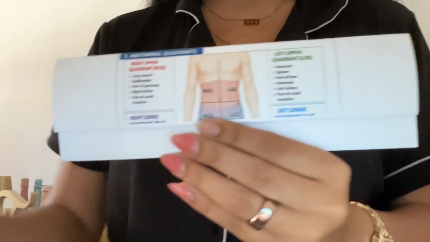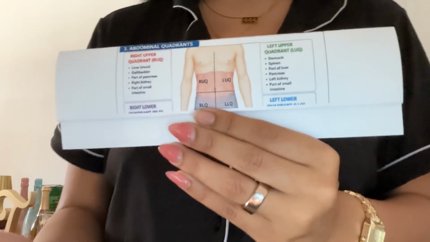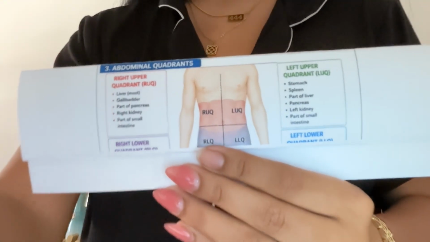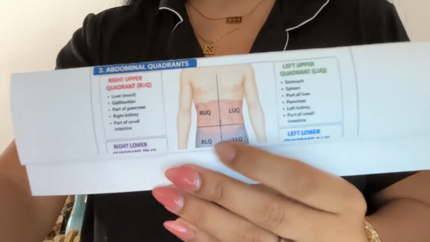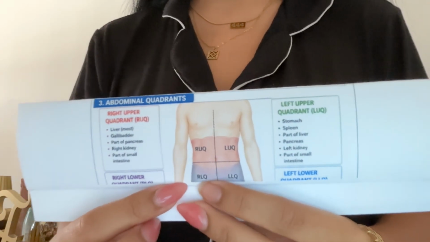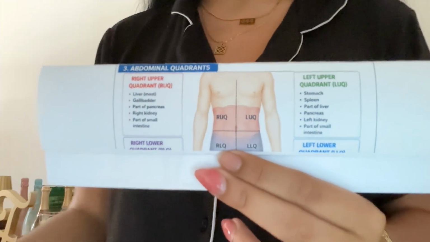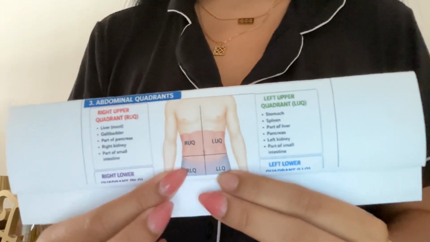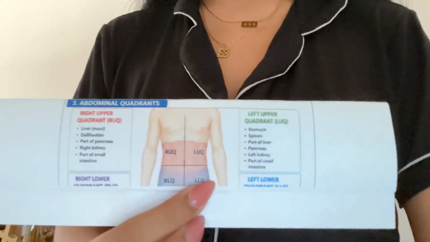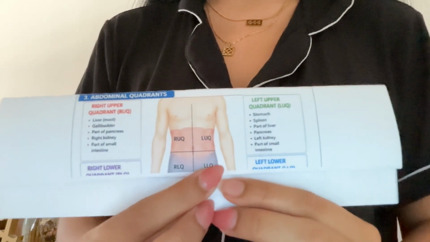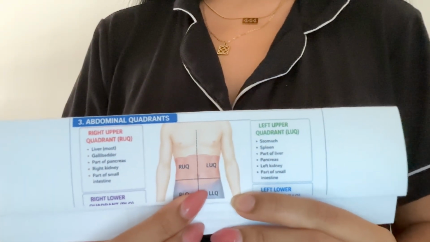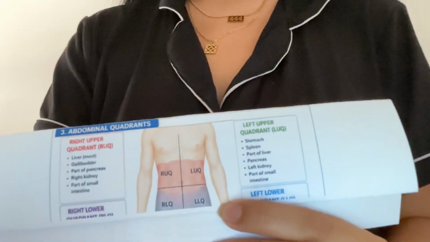And then we also have the left upper quadrant, which contains the stomach, the spleen, a part of the liver, pancreas, and the left kidney. And then we have the right lower quadrant right here, which contains the appendix, the cecum, the ascending colon, reproductive organs, and a small part of the intestines. And then we have the left lower quadrant, which contains part of the descending colon, reproductive organs, and the small intestine.